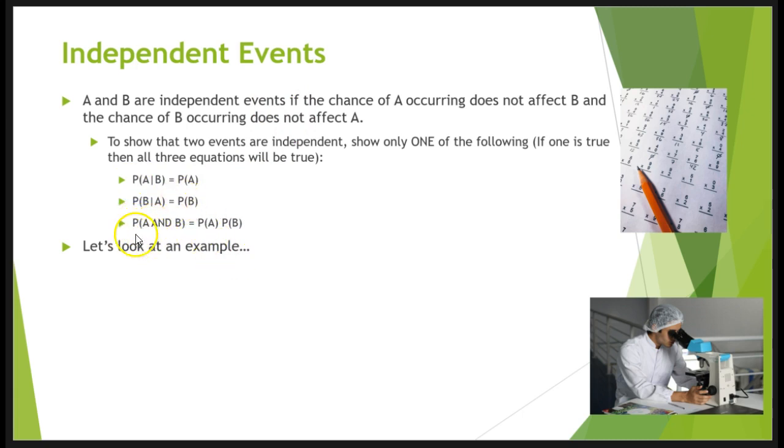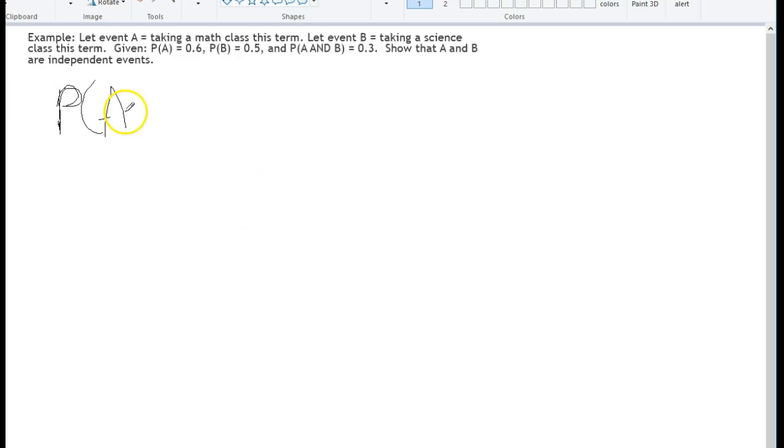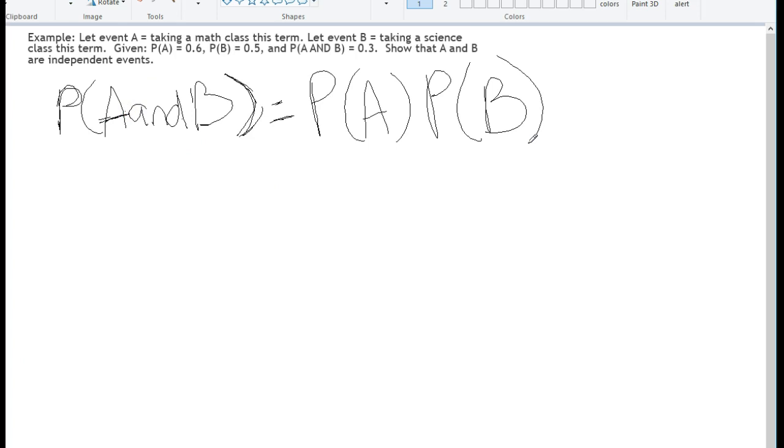So because we have all of this readily available, this bottom one, the probability of A and B equals the probability of A times the probability of B, is the one that we're going to use. So what we're doing is we are going to try to show that these are equal, and if they do equal, then we know that A and B are independent events.